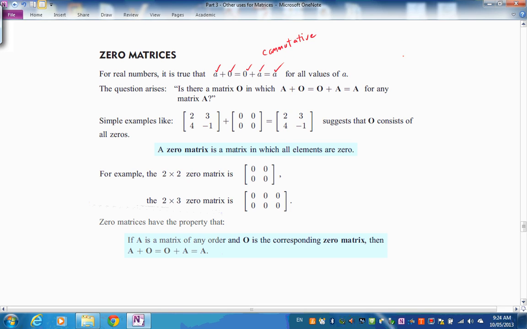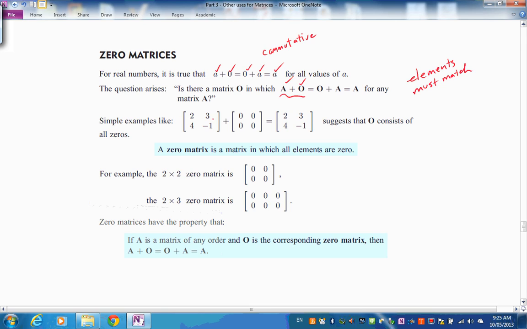No matter what A is, 0 doesn't do anything to it. Can you add a 0 matrix to a matrix? Well, if you're going to add them, the elements must match. Elements must match. So it's got to be the same size. Okay, it's got to be the same size.